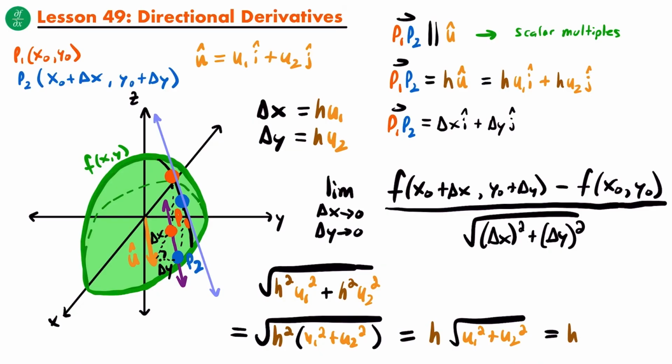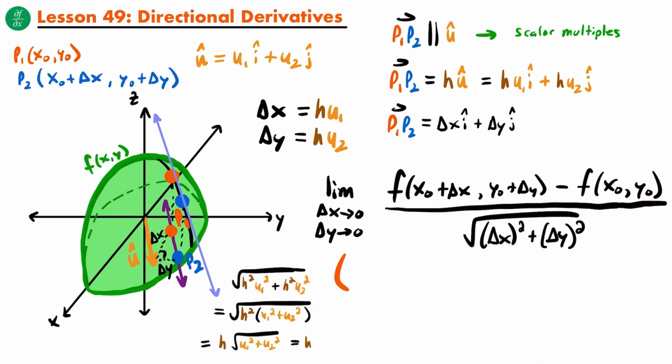And so here's the bottom line. Here's what we've been working towards this entire time. We can rewrite this limit to not involve delta x and delta y, but rather h. And so we will have the limit, but as h approaches what? Well, it will be as h approaches 0.